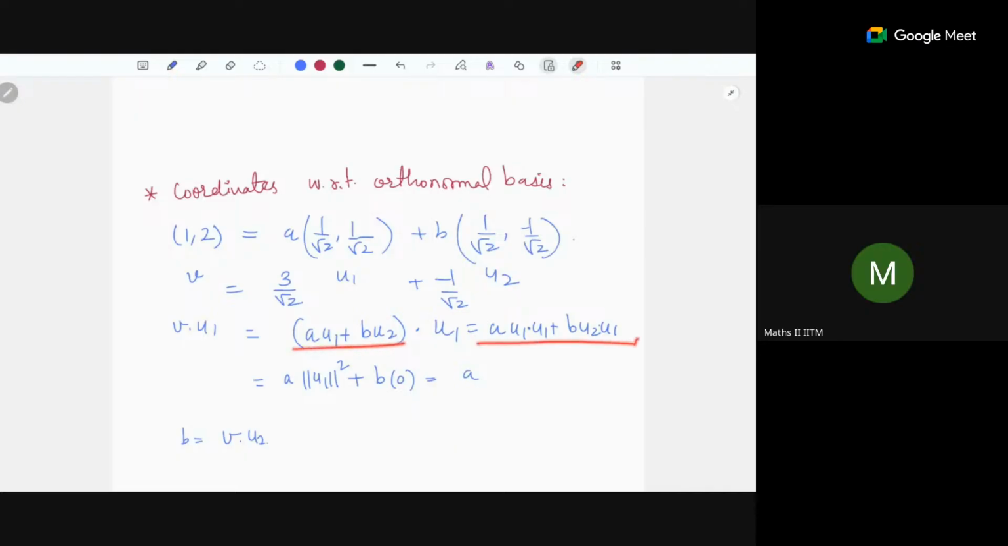That's the linearity of the dot product. And then what is the first number? This is u1 dot u1, which is the square of the magnitude of u1. What is the second quantity? It is u2 dot u1. But u2 and u1 are orthogonal, so it is 0. So you don't need to go into that detail.